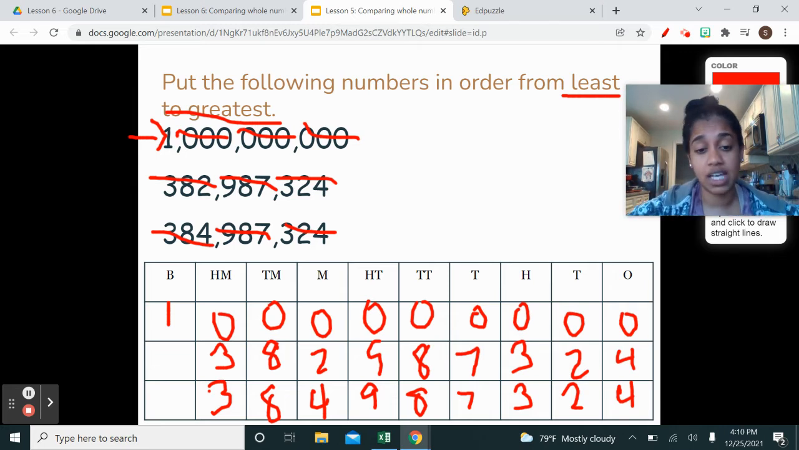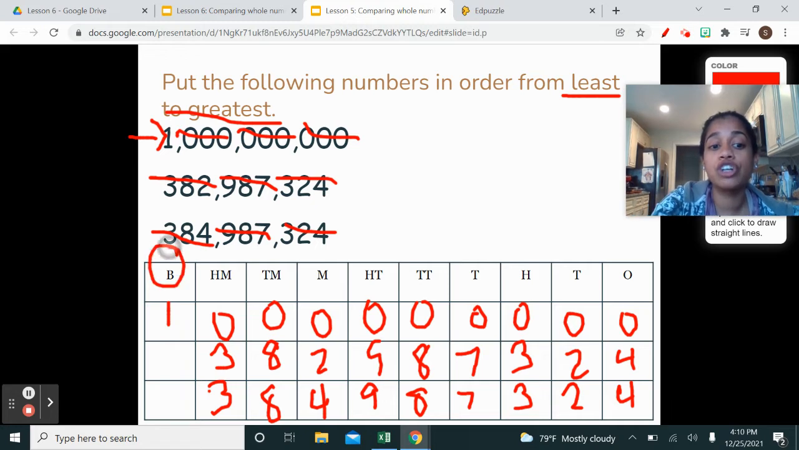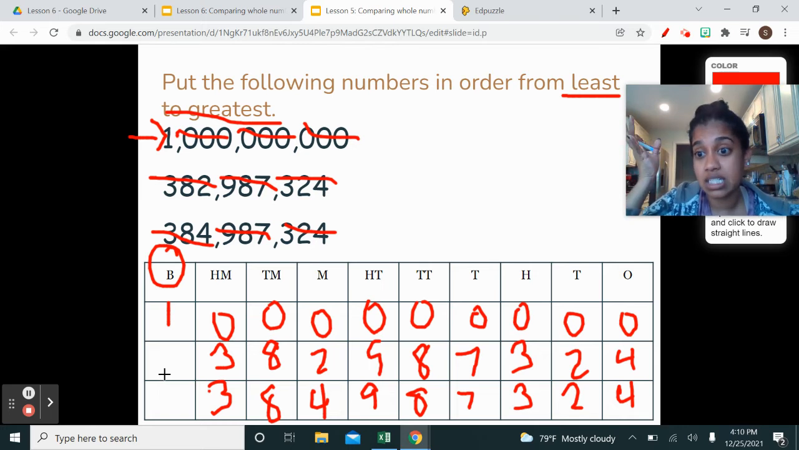Now let's compare everything. Remember, we want to start with our largest place value, which is going to be our billions in this case. We see over here, 1 billion. That one is the only one that has any billions, so we already know that's our biggest number. I'm going to put it on the bottom because we want to go from least to greatest. So we want our greatest number at the very bottom of our list.